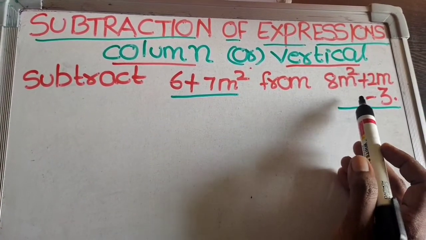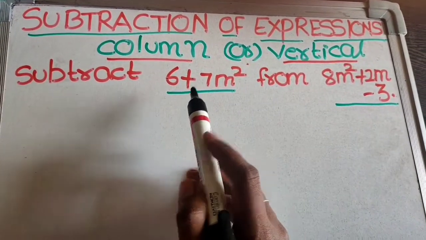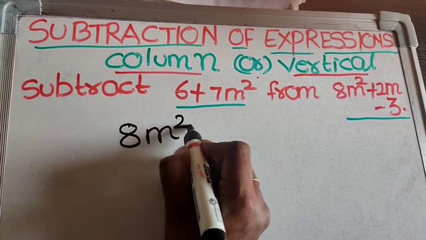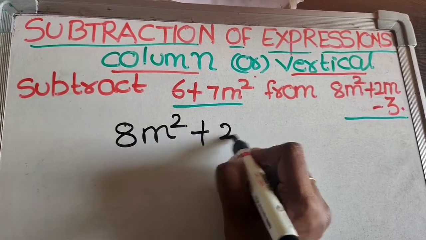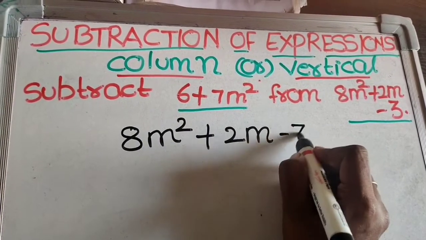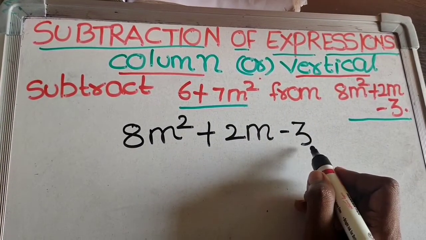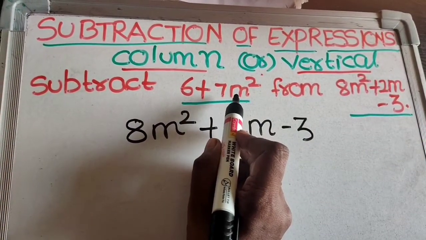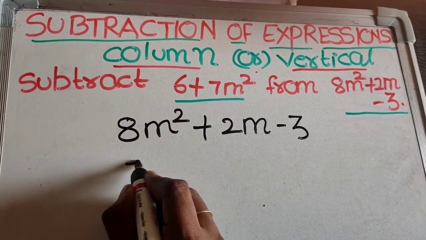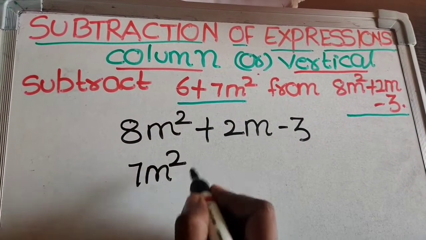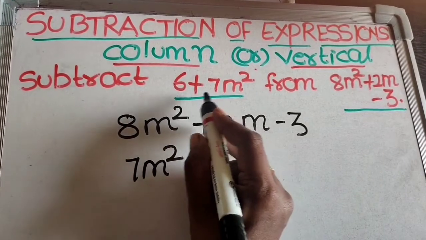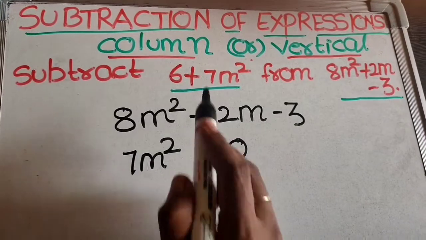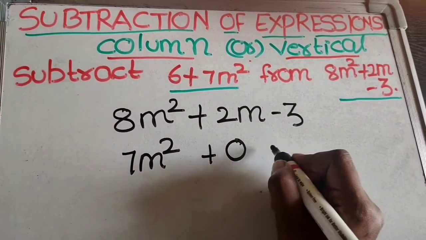Subtract 6 + 7m² from 8m² + 2m - 3. That means you have to subtract the first expression from the second expression. So write the second expression first: 8m² + 2m - 3. Next, under the first expression we have to write the other expression, that is 6 + 7m². So 7m², and there is no m value, take it as 0, plus 6.